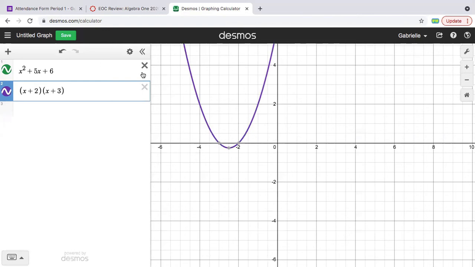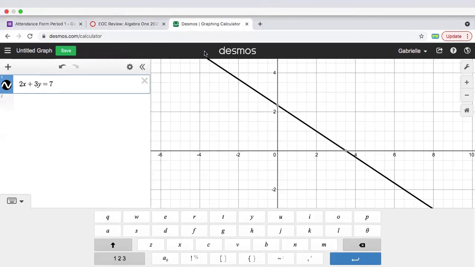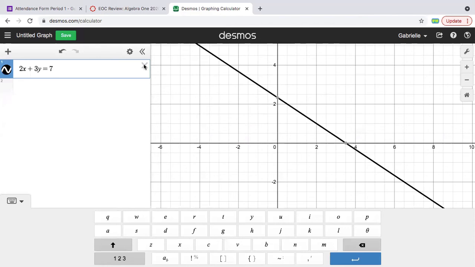Just remember, guys, standard form cannot be written in Desmos. So say you had 2x plus 3y equals 7. That cannot be done in test mode. Right now you see it coming up, but in test mode that would not come up. So you have to remember, I have to change that to slope-intercept form.